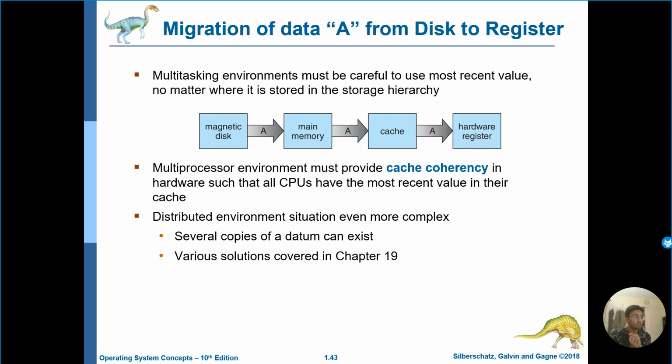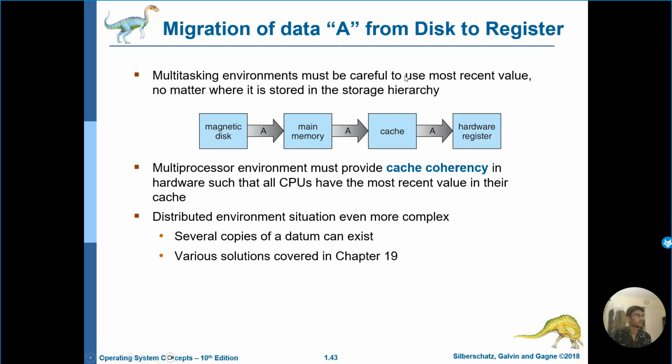Multiprocessor environments must provide cache coherency in hardware such that all CPUs have the most recent value in their cache. And distributed environment situations are even more complex where you have multiple environments, not just magnetic disks. Where you have probably not just one, probably two or three magnetic disks. How are we going to load it? So when several copies of data must exist, that's something we want to look at also in later chapters.